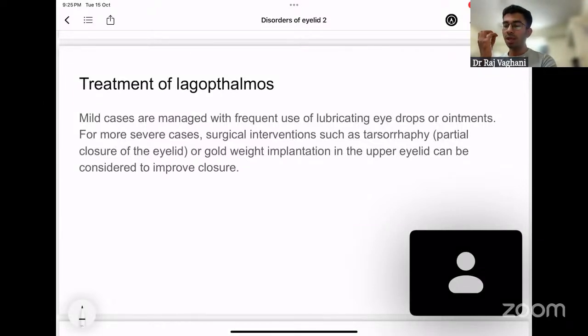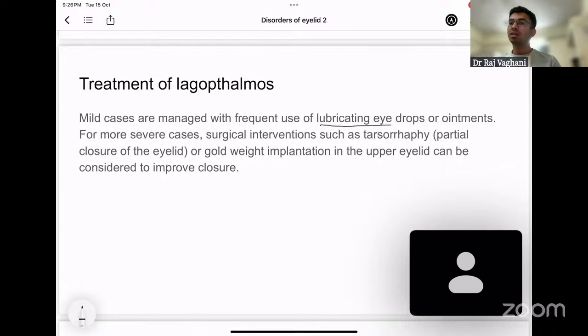Because on closing our eyes, okay, what happens is that a tear film is created in front of your cornea. A tear film is created, and the tear film will support your eyes and protect your eyes from the external bacteria or the dust particles. Okay, so that is very important. Frequent blinking, right? If you're not blinking very frequently, then you will feel some dryness and irritation in your eyes, right? So blinking is very necessary. So mild cases are managed with frequent use of lubricating eye drops.